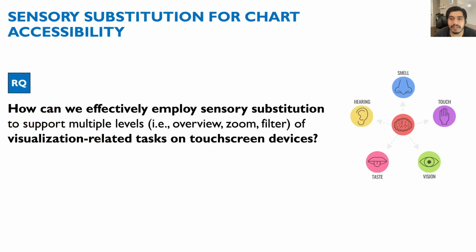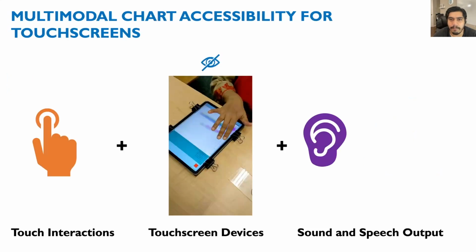Sensory substitution is a common technique used to help individuals overcome vision challenges and provide better access to information. It's the idea of transforming visual stimuli to other sensory modalities such as touch, hearing, and even smell. In our study, we explore how to effectively employ sensory substitution to support visualization-related tasks on touchscreen devices.